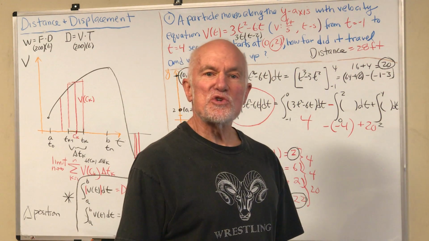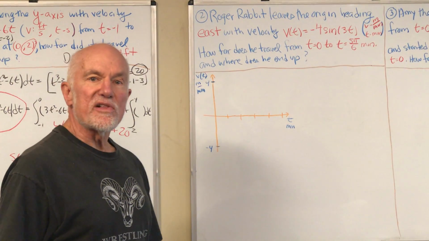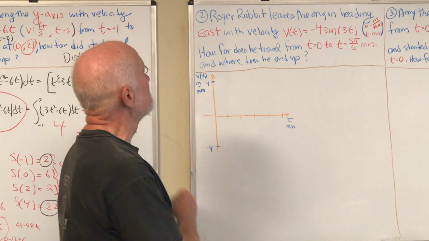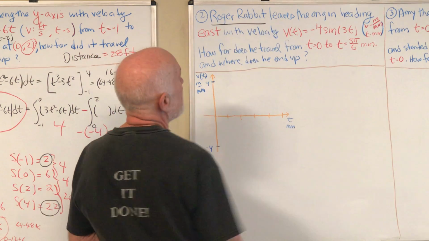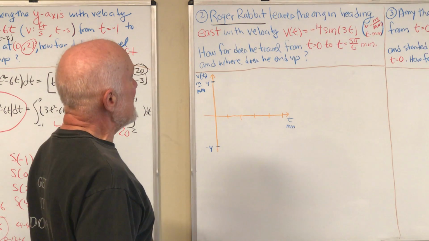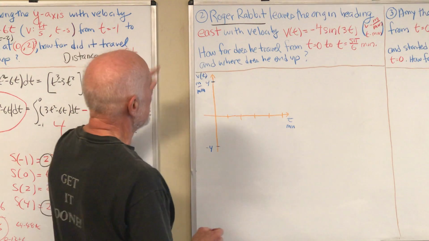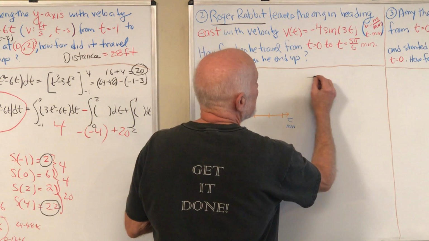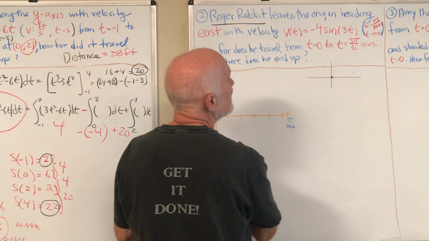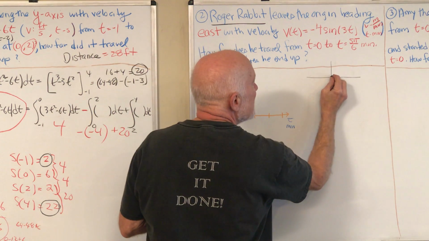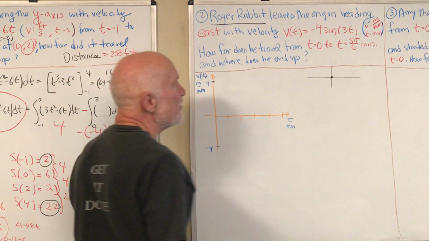So let's go to 2 more problems, and then if you can understand all 3 of these, you really will understand distance and displacement. So instead of a particle this time, it's more interesting. We've got Roger Rabbit. And he's not on the y-axis, but he is leaving the origin. So he's right here at the origin, but he's headed east. So at time 0, he's right at the origin, but he's heading east with this velocity equation.